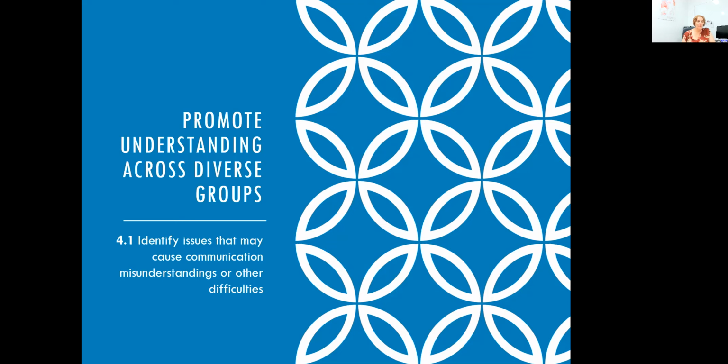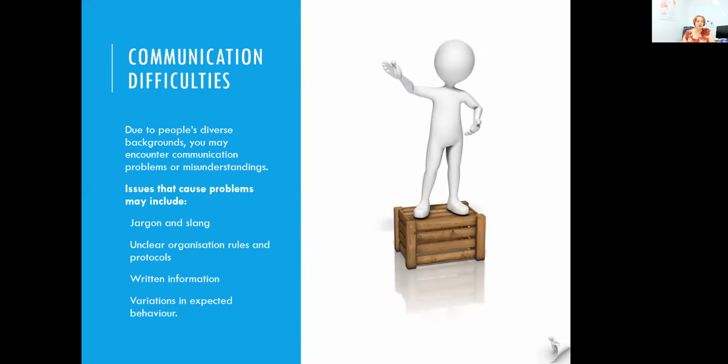Chapter 4, promoting understanding across diverse groups: identifying issues that may cause communication misunderstanding or other difficulties. Due to people's diverse backgrounds, you may encounter communication problems or misunderstandings. Issues that may cause problems are jargon or slang, unclear organization rules and protocols, written information, and variations in expected behaviors.